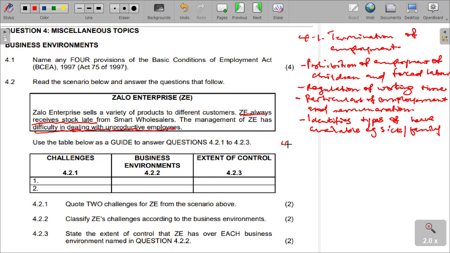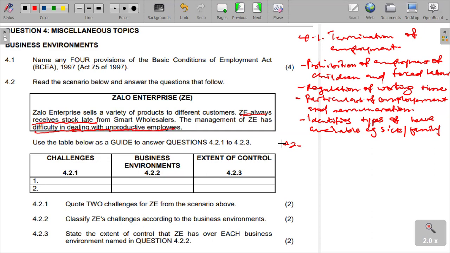4.2, it wants us to read the scenario and answer the questions. Zalo Enterprises sells a variety of products to different customers. ZE, as abbreviated, always receives stocklet from smart wholesalers. The management of ZE has difficulty in dealing with unproductive employees. So our questions are there.